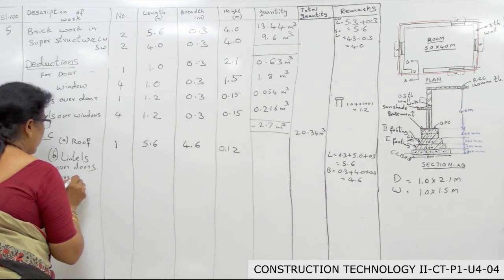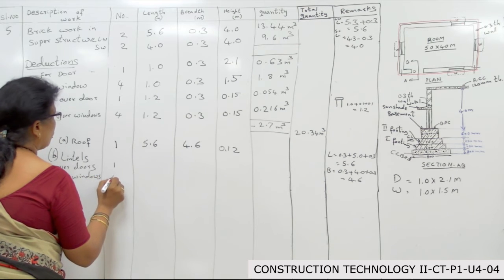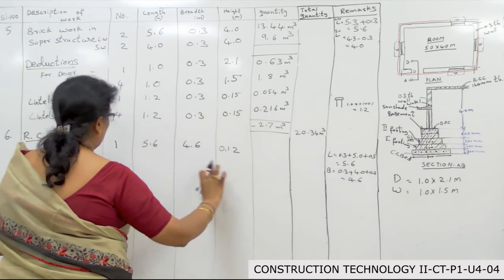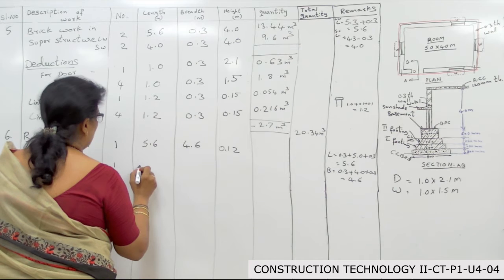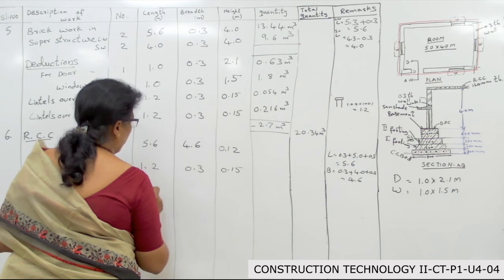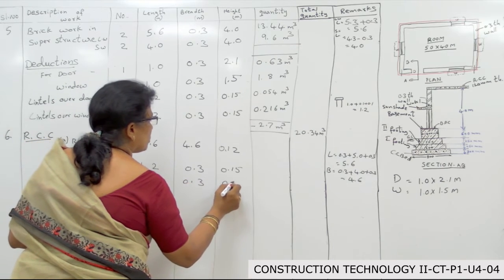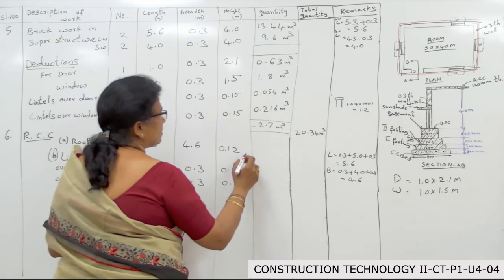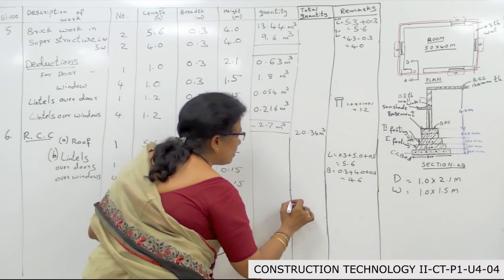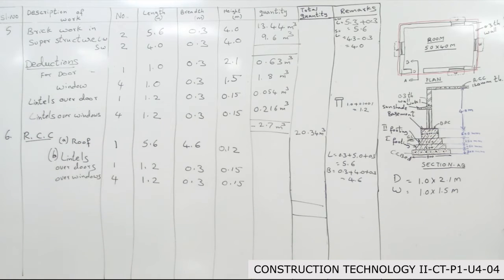Multiply everything. Then coming to lintels. Lintels over door, lintels over window. You have 1 door and 4 windows. The length of the lintel is same. Whatever you have deducted here, you have to add here in RCC, that is 1.2, 0.3 and 0.15, and here 1.2, 0.3 and 0.15. This is about RCC.